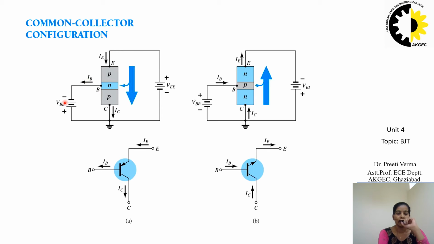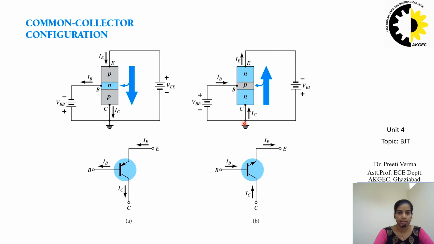A battery VBB is connected between the base B and collector C, and another battery is connected between emitter E and the collector terminal C. The lower one is the symbolic representation of the bipolar junction transistor. In this diagram, we can see the base terminal, which is of N type, is connected to the negative of the battery, and the collector terminal is of P type and connected to the positive of the battery.